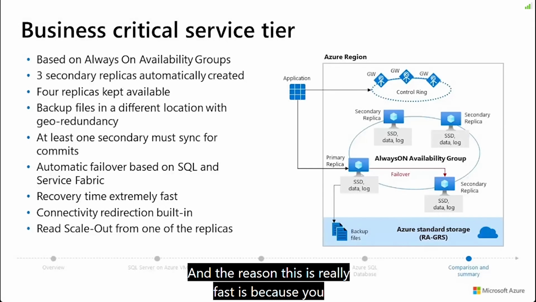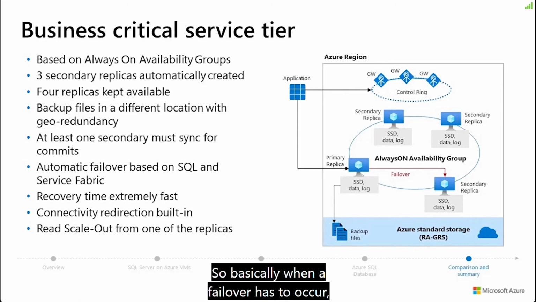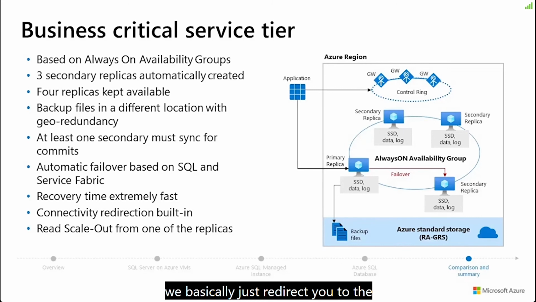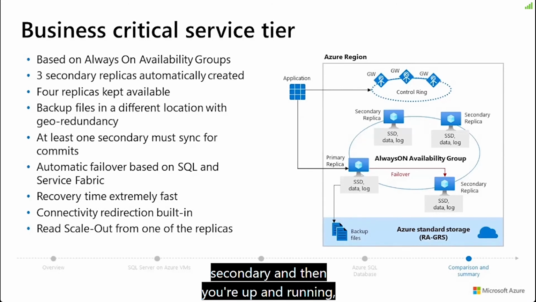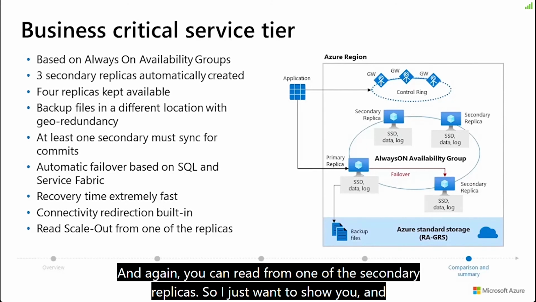And the reason this is really fast is because you already have a secondary that's almost up to sync, just depends. So basically when a failover has to occur, we just redirect you to the secondary and then you're up and running. And in the background, we're going to go ahead and deploy you another secondary replica. And again, you can read from one of these secondary replicas.